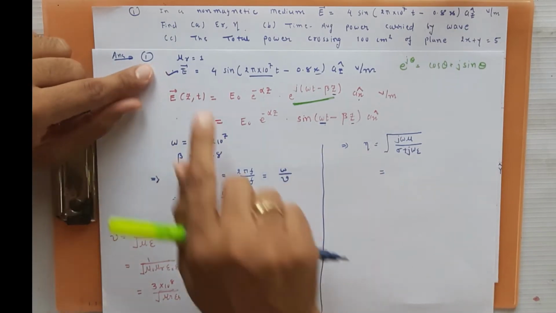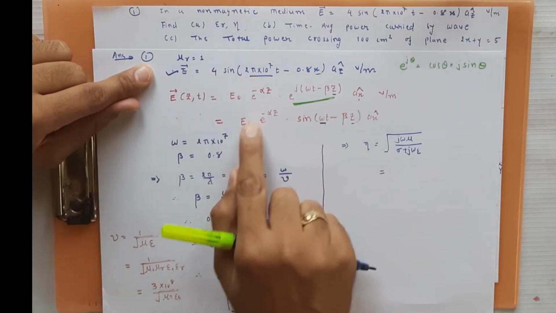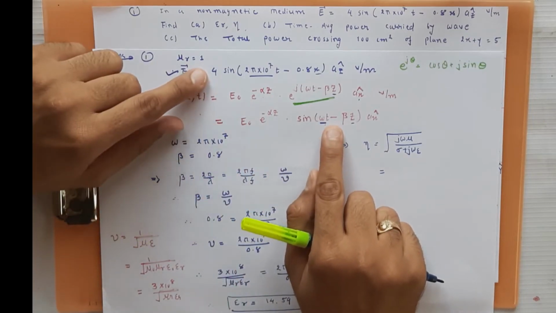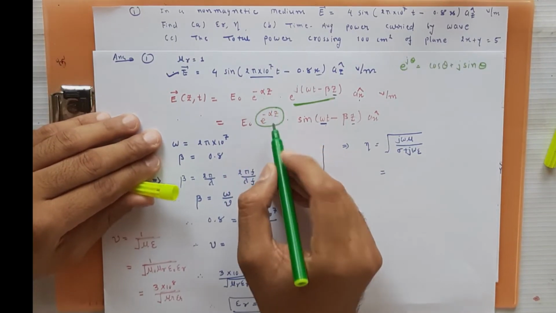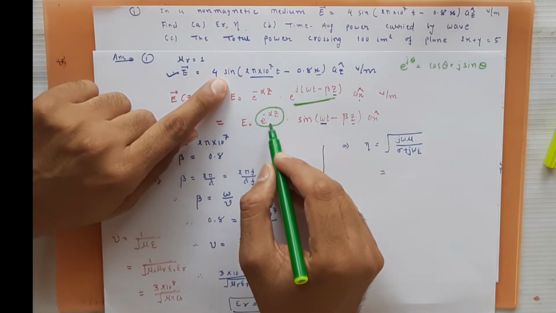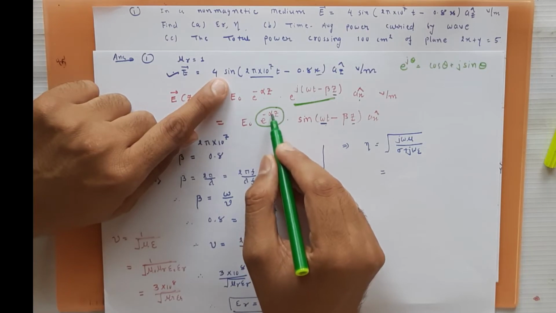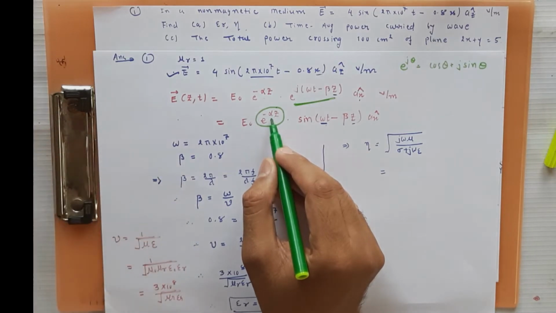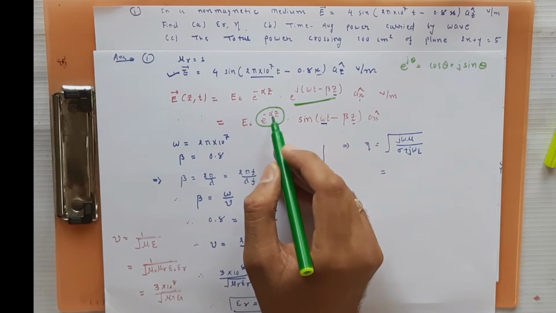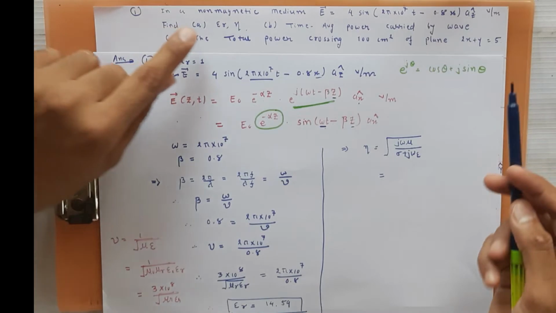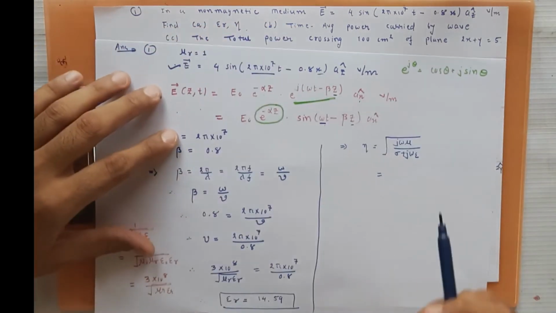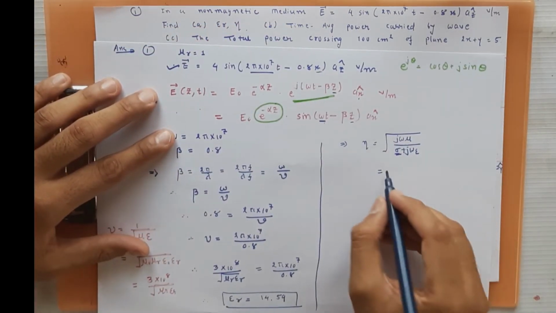If you compare the first equation and our standard equation, this term is important for us. Which term? E raised to minus alpha z. Here the e raised to minus alpha z term is not present. It means that the value of alpha is 0, so e raised to 0 is 1. What is alpha? Alpha is the attenuation constant. For this medium alpha is 0, so it indicates that the conductivity of this medium is 0.